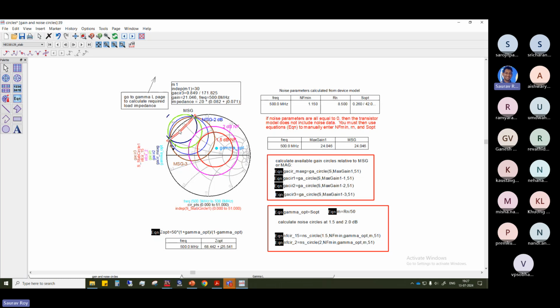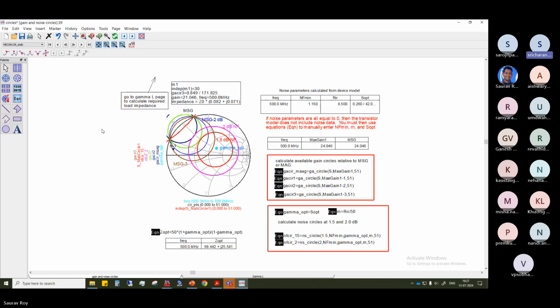So this overlap zone is actually unstable. Beyond this, it is stable. Inside this portion is stable. So now the thing is, that's why we are adding a center resistor, so that it should be at the boundary.